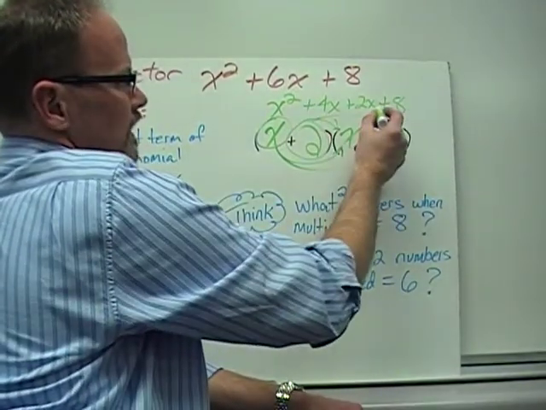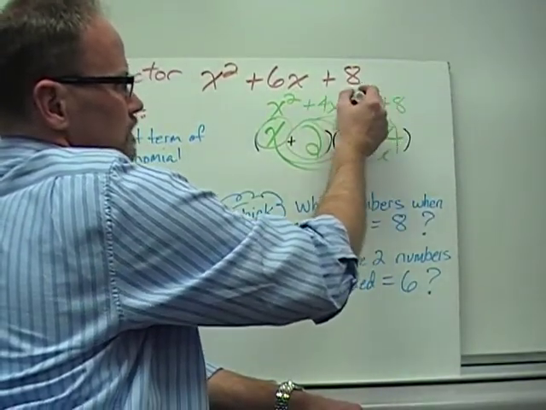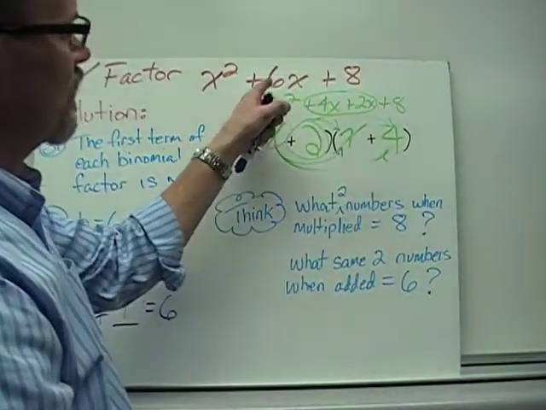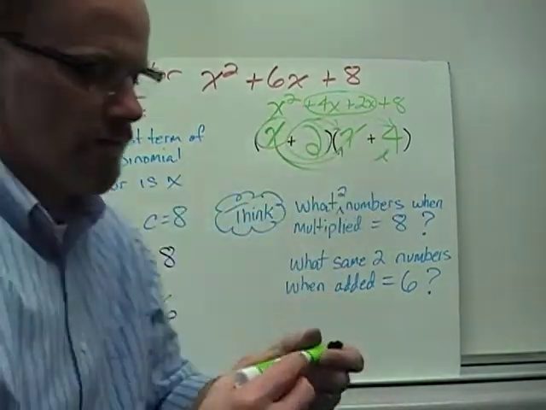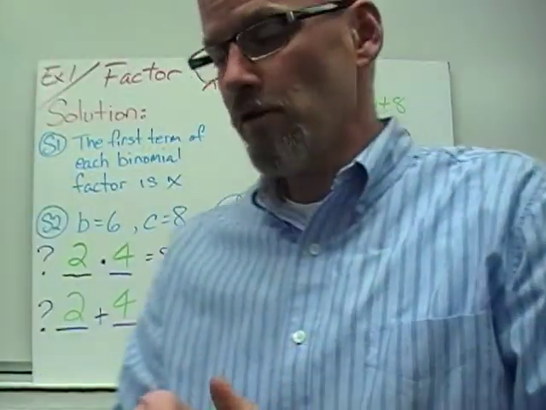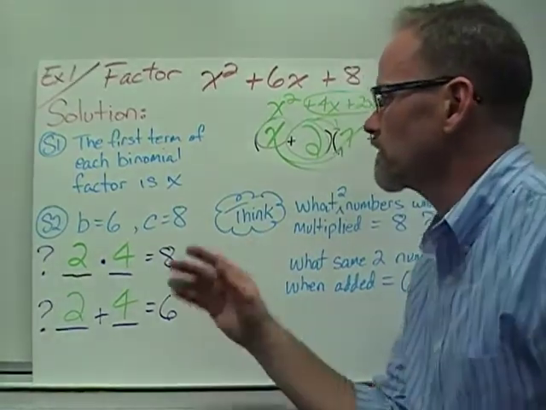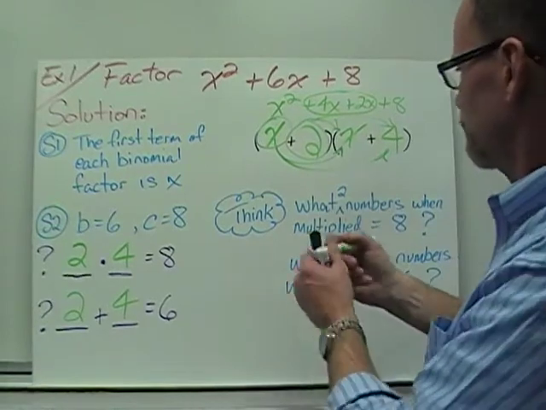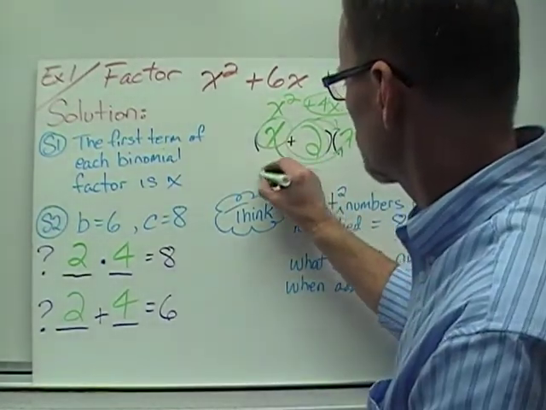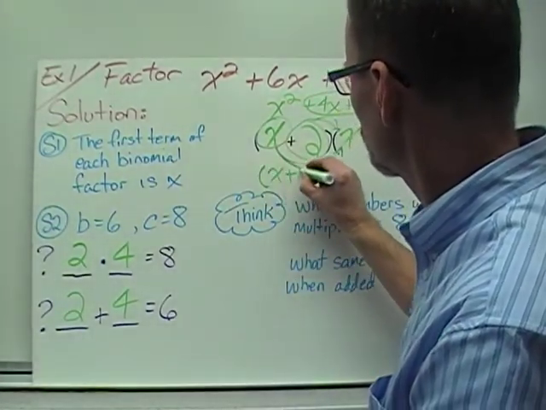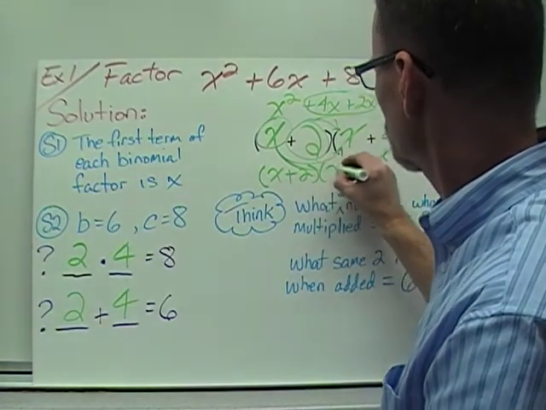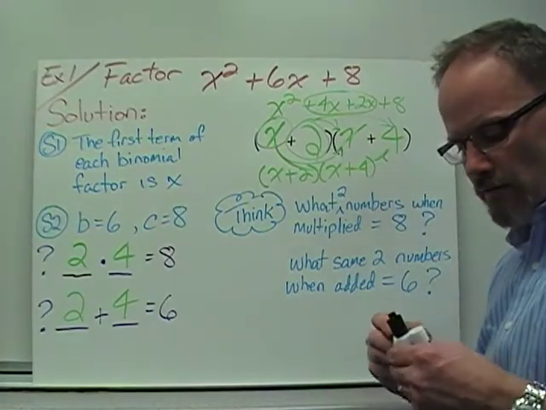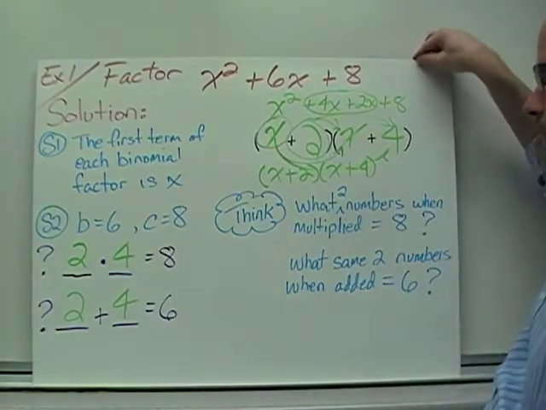And you can see that when we combine like terms here, we get 6x. So x squared plus 6x plus 8. That's fantastic. So we took our first trinomial, and that looks messy. We ended up with x plus 2 times x plus 4, and we even worked it out and proved that it was correct.